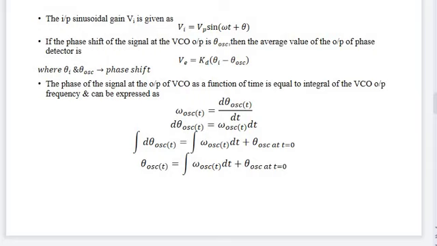So the integration of d theta osc of t equals the integration of omega osc of t into dt plus theta osc at t equal to 0. Integration and differentiation get cancelled. So theta osc of t equals the integration of omega osc of t into dt plus theta osc at t equal to 0.